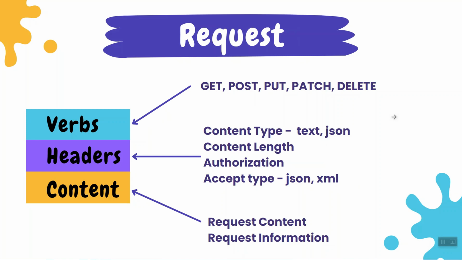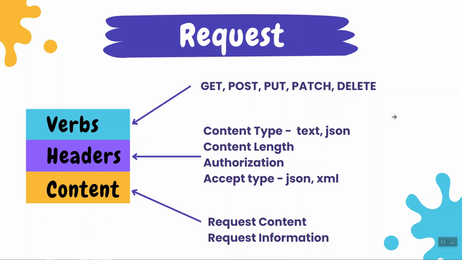And then the headers of the request. The header contains the information of the request. It contains the metadata of the resources of the request content. It includes the content type, such as text type, JSON type, etc., and the length of the request, and then authorization, which means who made the request, and the accept type. It may be JSON or XML, etc.